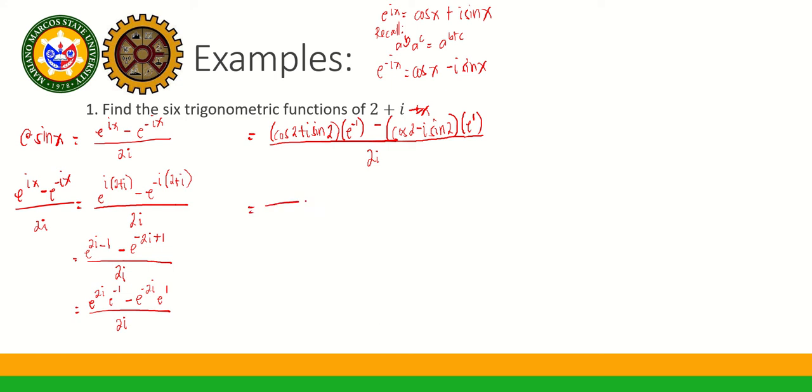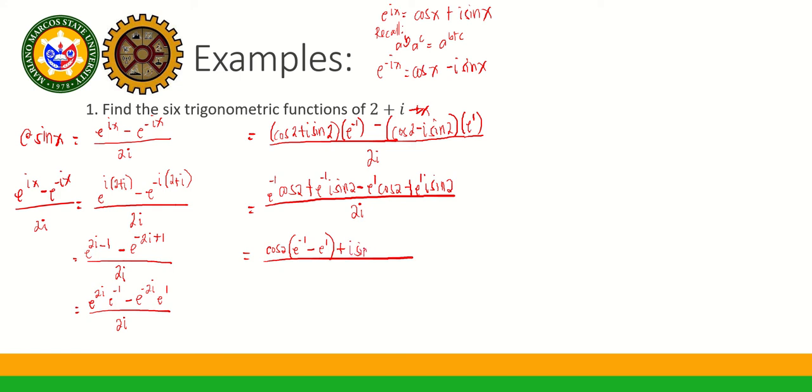So now, expand natin siya. This will be equal to e raised to negative 1 cosine 2 plus e raised to negative 1 i sine 2 minus e raised to 1 cosine 2 and then negative times negative, that is positive e raised to 1 i sine 2 all over 2i. Now, the next thing we should do is to combine like terms. Okay? So, pagsamahin natin si real, pagsamahin si imaginary. So, this will be equal to, okay, si cosine 2 and cosine 2, since common sa kanila, i-factor out na lang natin. And then, we will be left with e raised to negative 1 minus e raised to 1. And then, plus si i sine 2 and then si e raised to negative 1 plus e raised to 1. And of course, all over 2i pa din.